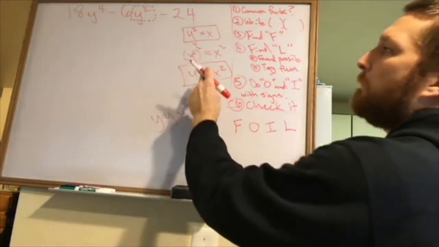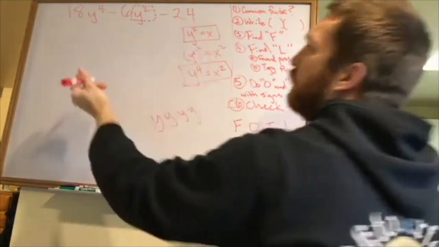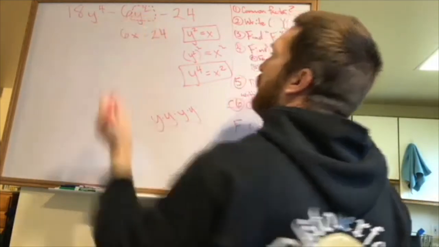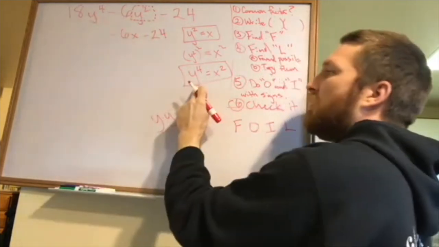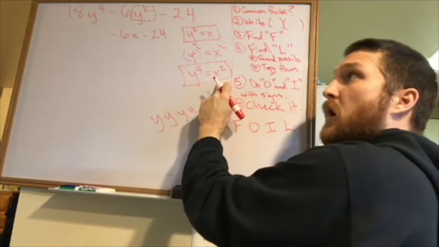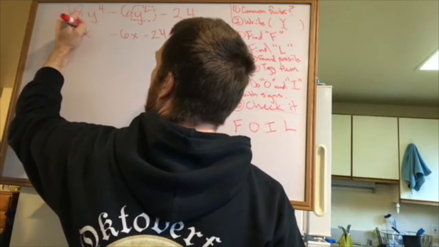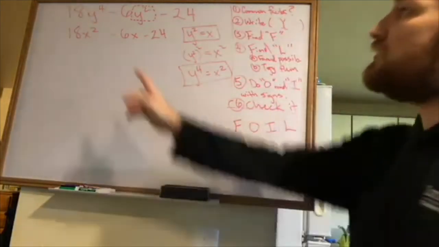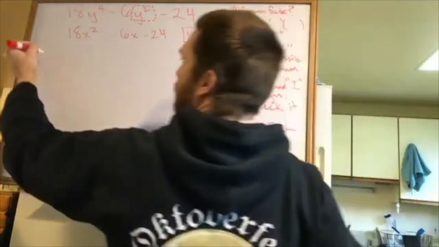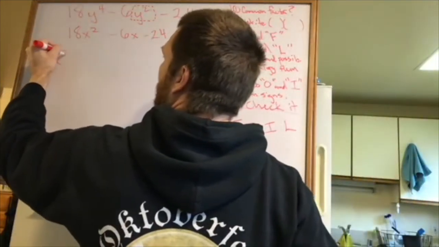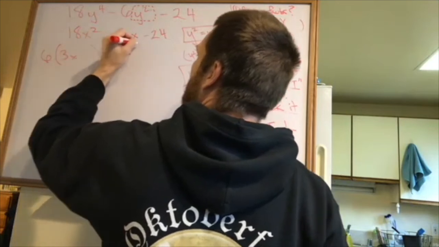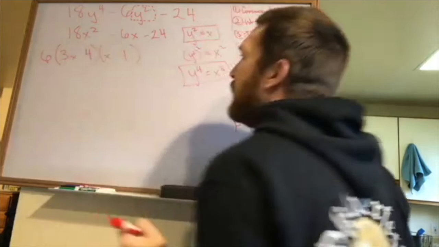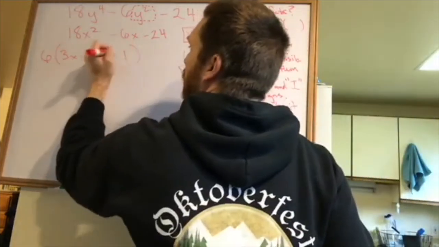I could say, well, everywhere that I see a y squared, I'm going to write an x. So we have minus 6x minus 24. And then instead of the y to the 4th, I could write that as x squared, and say, oh, 18x squared. And then from there, I would do exactly what we did, and we would find that we have 6, 3x and an x, and I believe it was a 4 and a 1. Yeah, a 4 and a 1. And then the minus went with the 4 and the plus went with the 1.